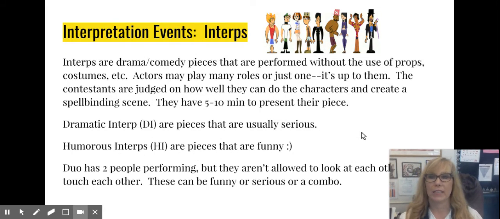All right, the interp events. So interps are drama or comedy pieces that are performed without the use of props, costumes, etc. Actors may play many roles, or they may just play one. It's kind of up to them.